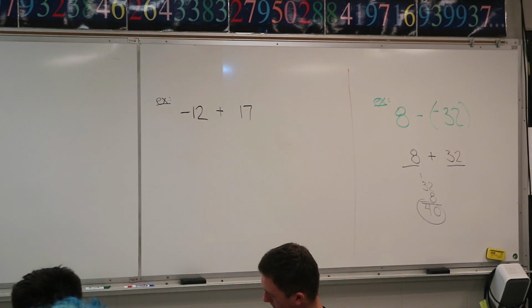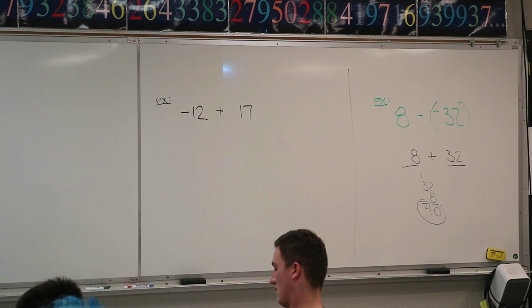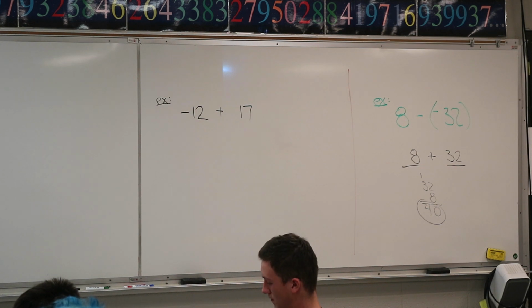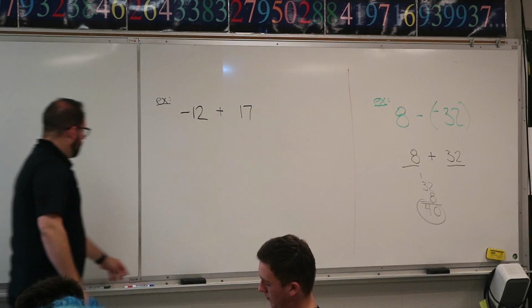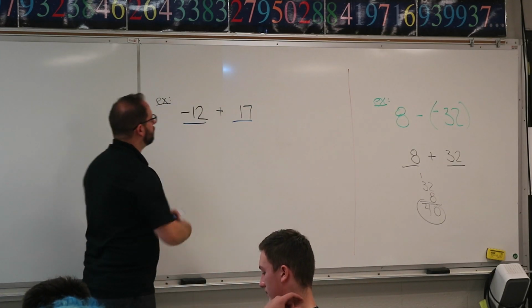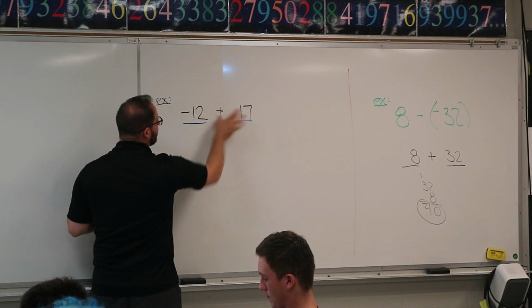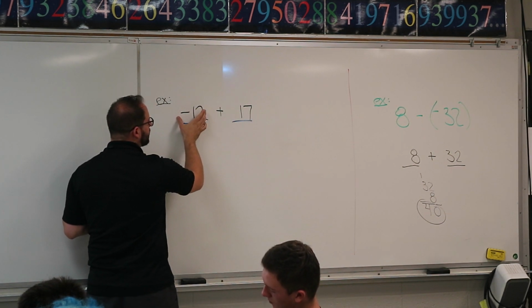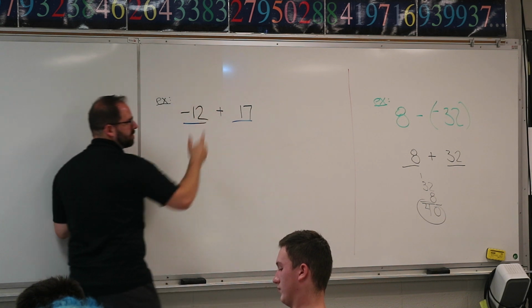All right, here's my question. When we first look at the problem, are you adding or subtracting the numbers together? You're subtracting, not adding. Here's why. One's a negative, one's a positive number. This is a positive 17. That is a negative 12. Since they're opposite types of numbers, you have to subtract.